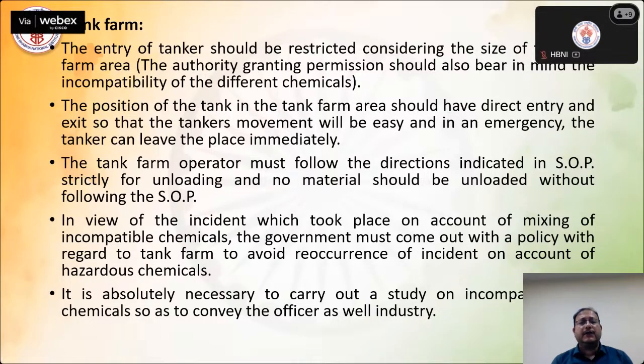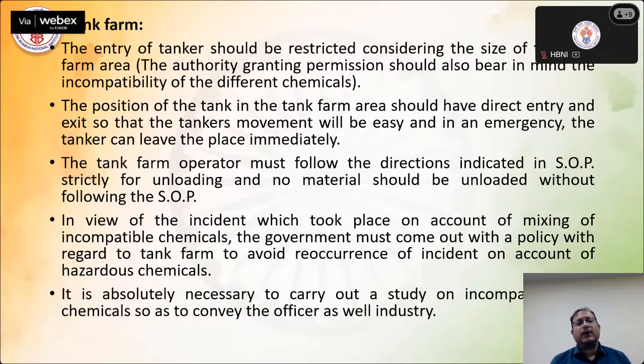In view of the incident which took place on account of mixing of incompatible chemicals, the government must also come out with a policy with regard to tank farms to avoid recurrence of incidents involving hazardous chemicals. So there should be a proper policy. Maybe a GPS-enabled system, or if some chemicals are found above the saturation limit at ambient temperature, it should be reported to a portal, so it is easy for us to know that the quantity is more and it may create some problem.